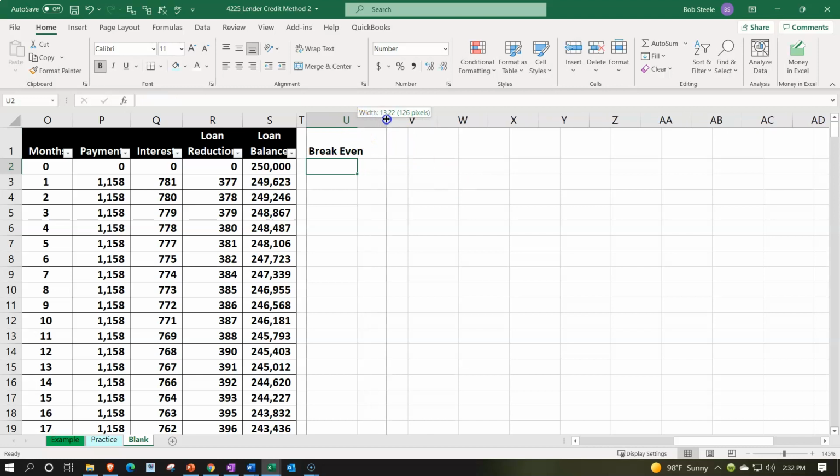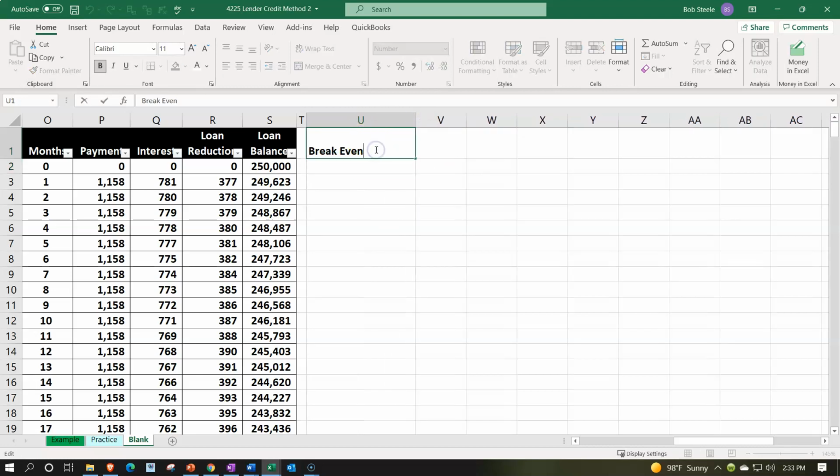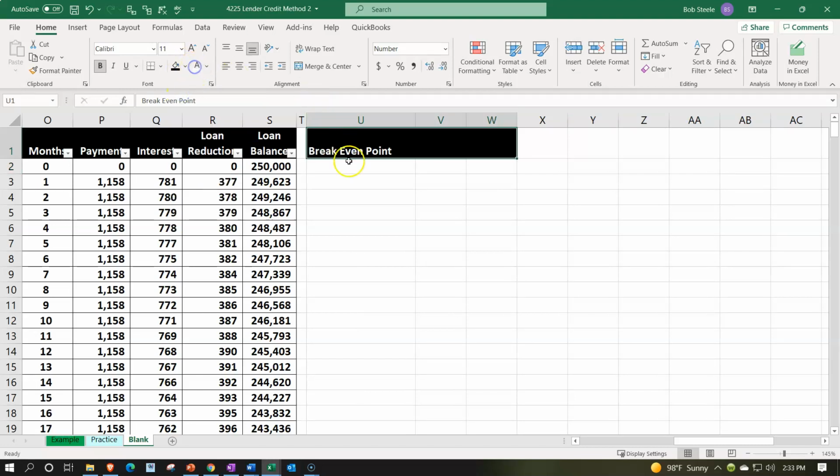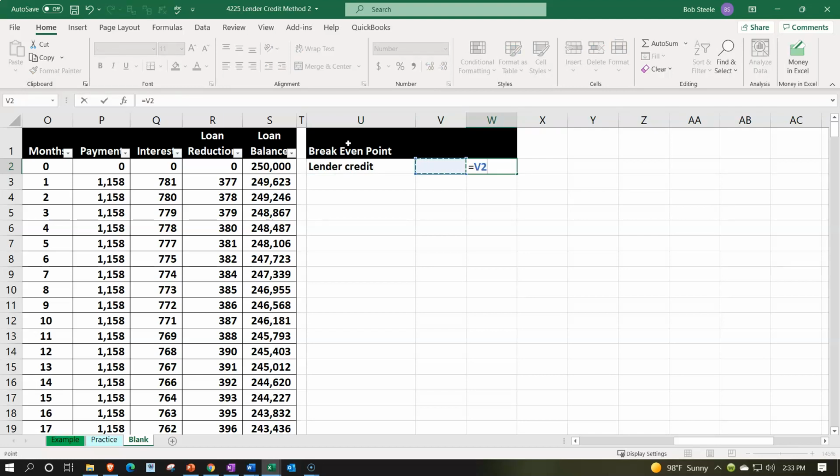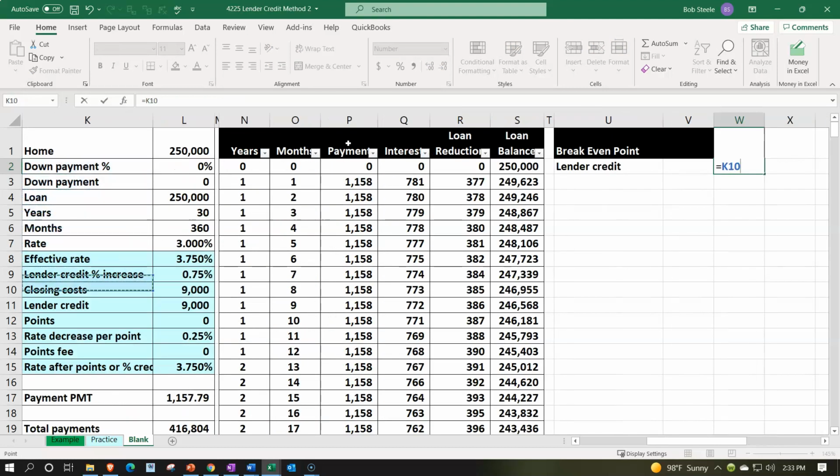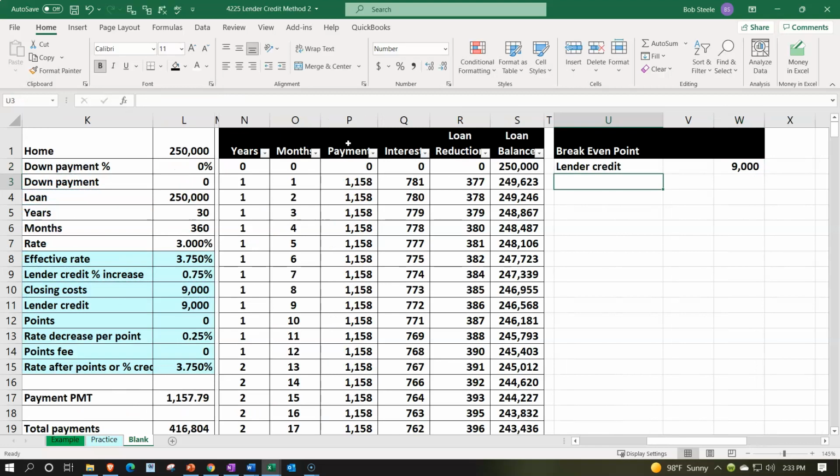Let's make this a little bit wider. Let's put a point there, break-even point. That's how it's supposed to say. Let's make this black and white. We'll go to the bucket, black and white on the bucket. And so we're going to call this then the lender credit. The lender credit is once again equal to the 9,000. That's going to be the difference between the two. And we have a difference in payments.